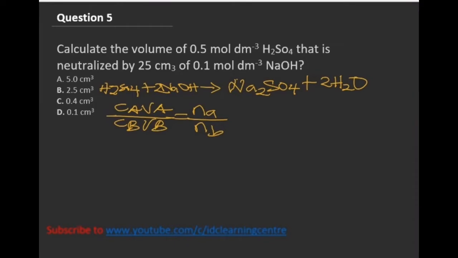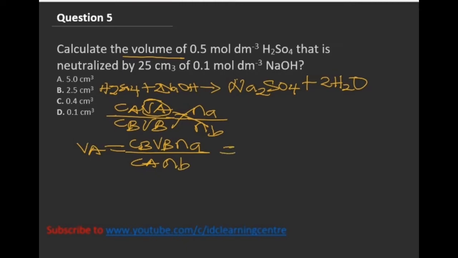So from the question, they said we should calculate the volume. So the unknown we are looking for is the volume, which is the VA. So we make the VA the subject of the formula, but before then, note we cross multiply. So VA equals CB VB NA over CA NB. So having done that, we will put the value, the concentration of base.